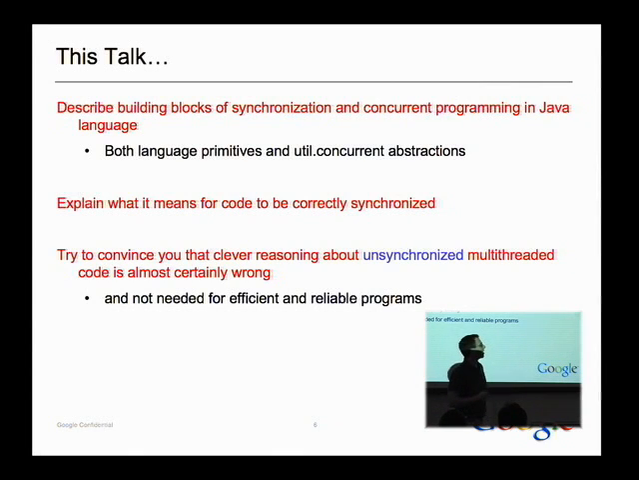And java.util.concurrent abstractions. I'm going to explain what it means for code to be correctly synchronized, what it is that you have to do to write correctly synchronized code in Java. And I'm going to try to convince you that if you're not using synchronization, you're doing something wrong. And not only that, but if you don't need not to be using synchronization. Most of the time, what you're doing in the synchronization doesn't really cost very much.